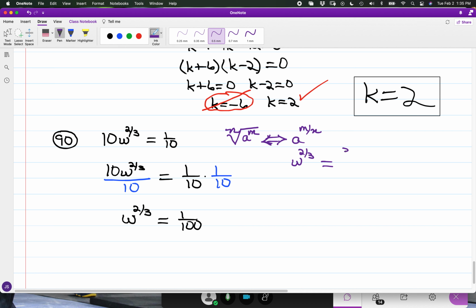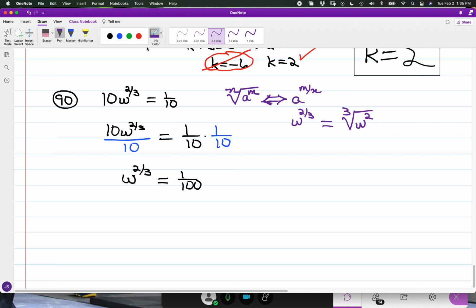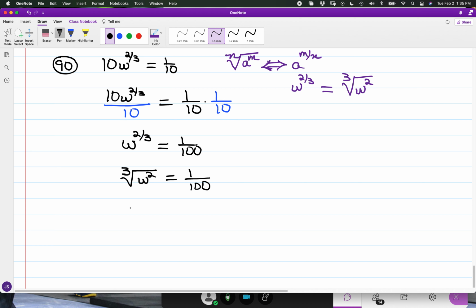So your nth root is going to be the cubic root, and we have w to the second. So for w to the 2/3, we have the cubic root of w squared equal to 1 over 100. Okay, and in terms of working through what we have now, I can undo the cubic root. So I can take both sides and raise to the 3rd power.